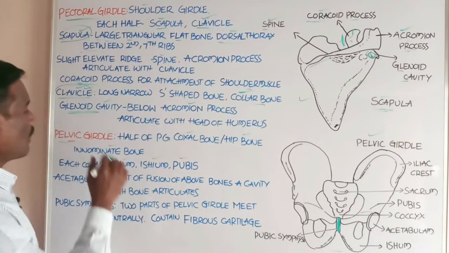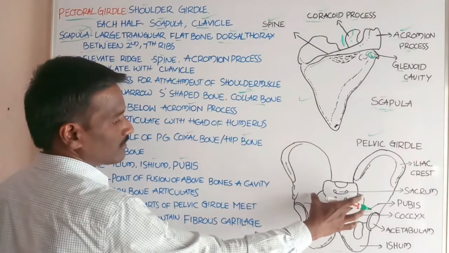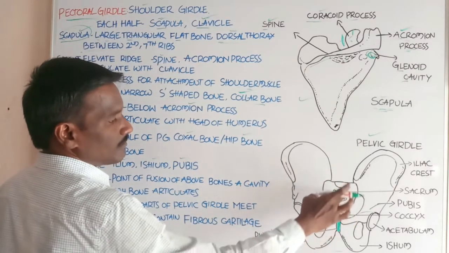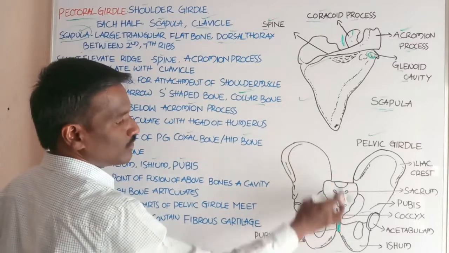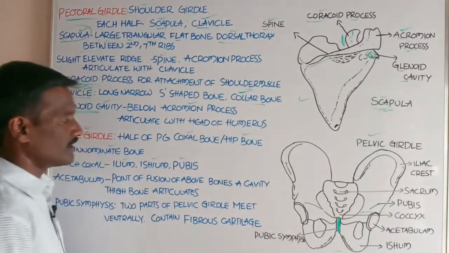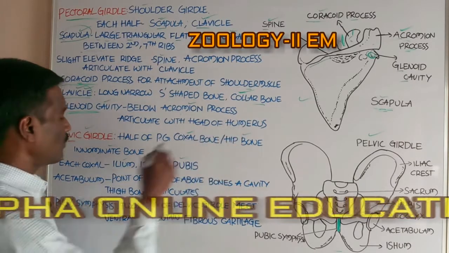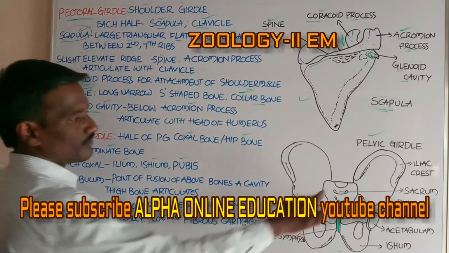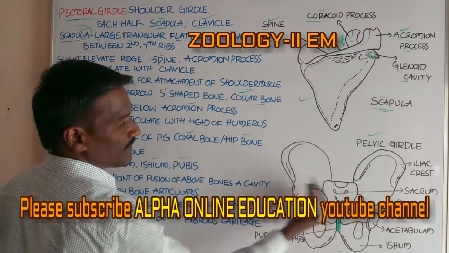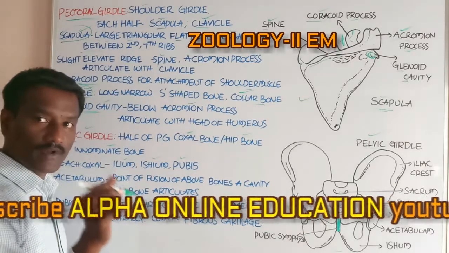Now, what about the pelvic girdle? This is the diagrammatic view of the pelvic girdle. The pelvic girdle is also divided into two parts. Each half of the pelvic girdle is called the coxal bone, hip bone, or innominate bone.